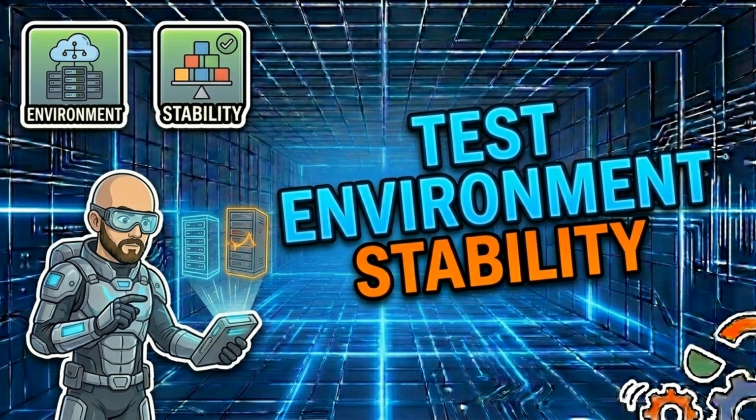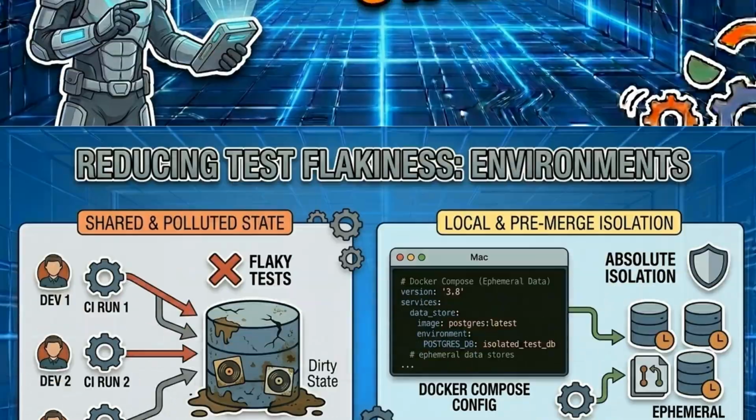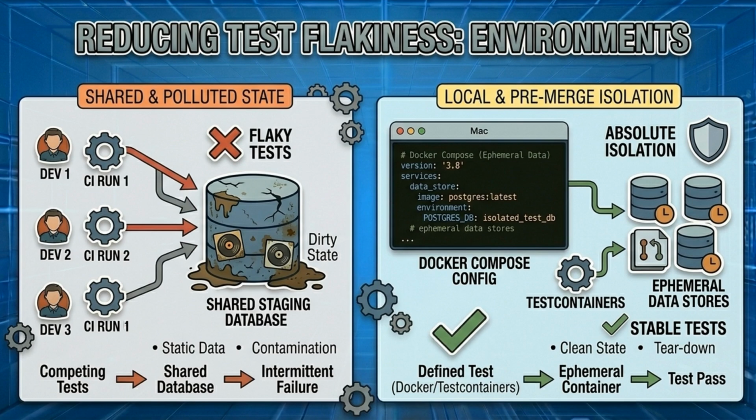Here is the definitive strategy to stabilize your entire release cycle. It does not matter how sophisticated your test automation framework is. If your environments are shared, static, or polluted with dirty state, your tests will be flaky. Fixing flaky tests requires fixing the infrastructure first.